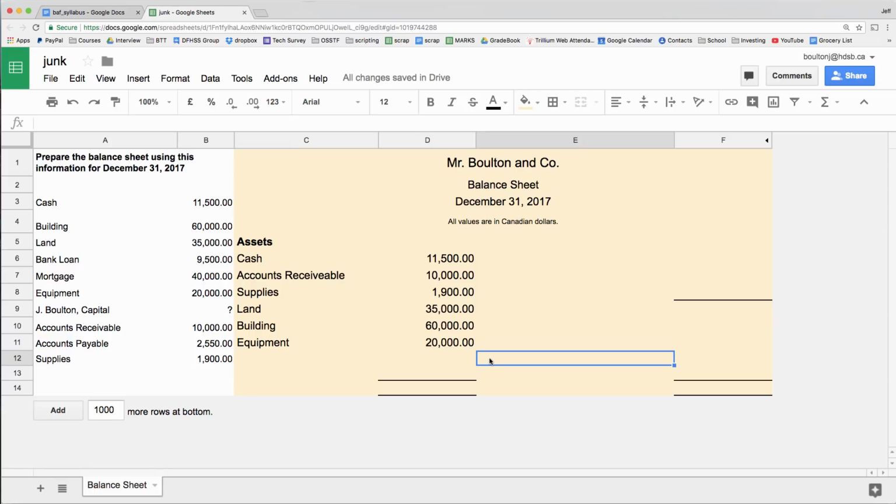The next thing we have to do is the right side of the equation, which in this case would be liabilities. Liabilities, we have a couple. We got a bank loan. We have, just like accounts receivable, these are the accounts that we owe, so accounts payable, that we owe money to. So our suppliers. And then we have a mortgage, which is longer term.